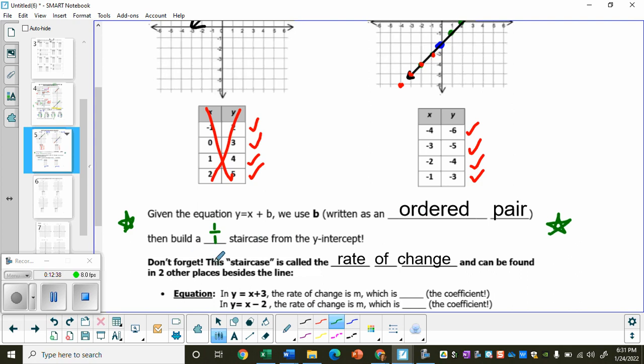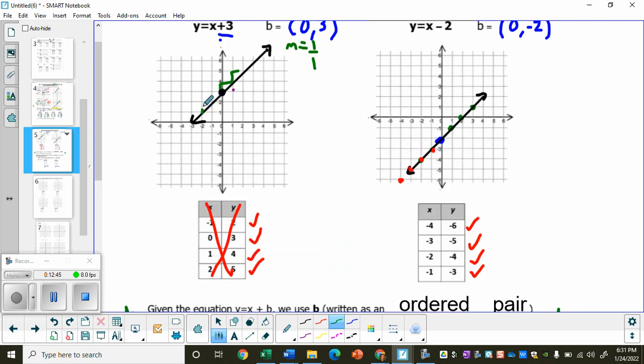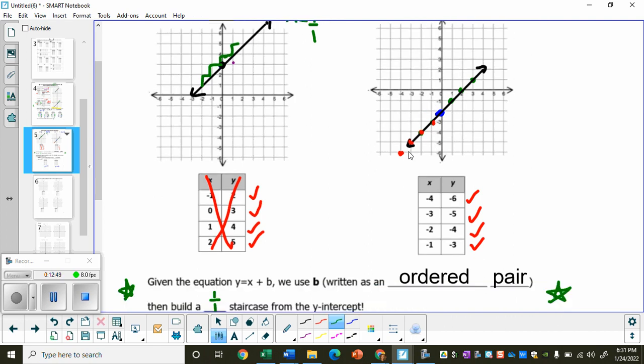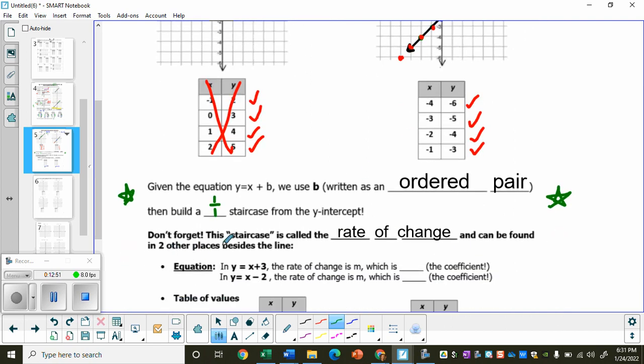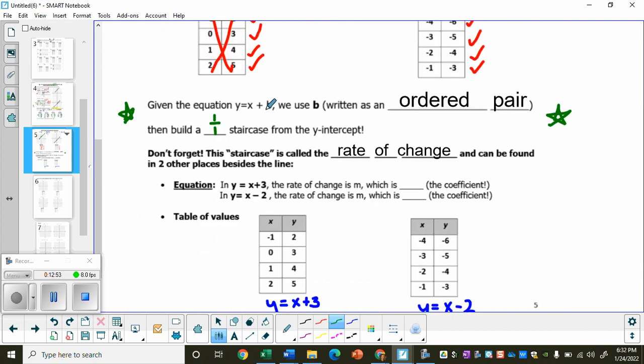Now don't forget that the staircase is called the rate of change, and it can be found in 2 other places besides just going like, here's the staircase on the graph. There's the 1 over 1. It can actually be found in 2 other places besides the line. So if you saw x plus 3 and I said, hey, what's the rate of change? The coefficient is still a 1 over 1 because technically I could put a 1 right there.